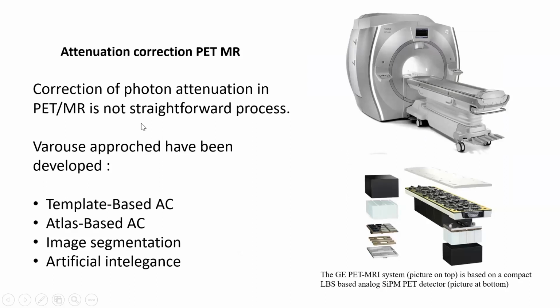Attenuation correction in PET-MR is not straightforward, of course. It's challenging. So these are the types of attenuation correction: template-based attenuation correction, atlas-based attenuation correction, image segmentation, and most recently, artificial intelligence. You can see here a modern PET-MR modality and the silicon photomultiplier detector here.